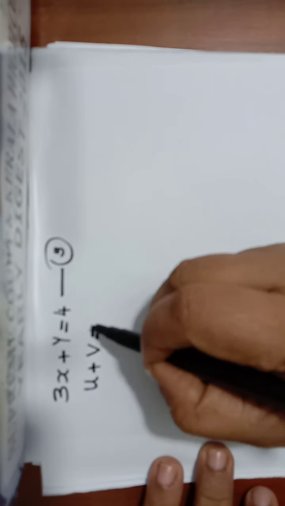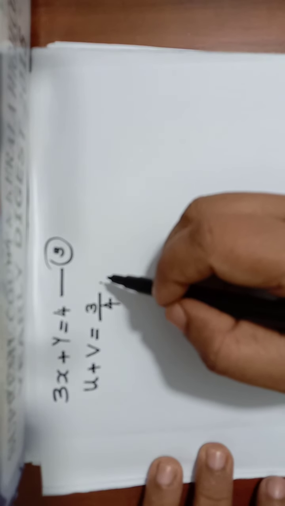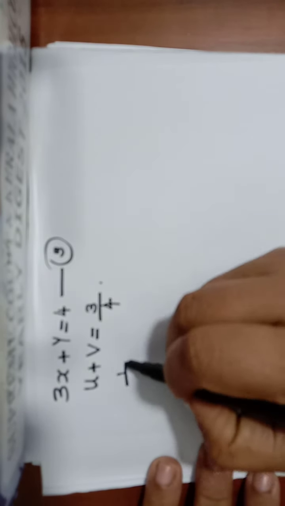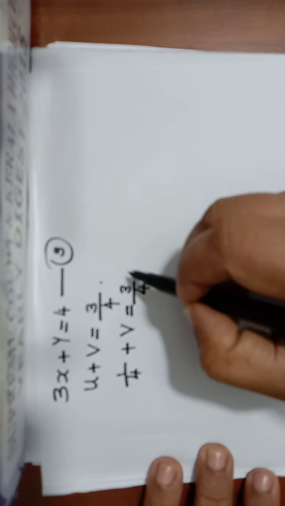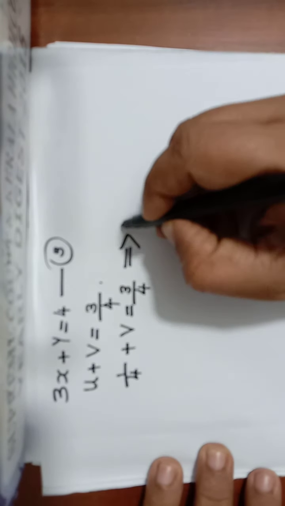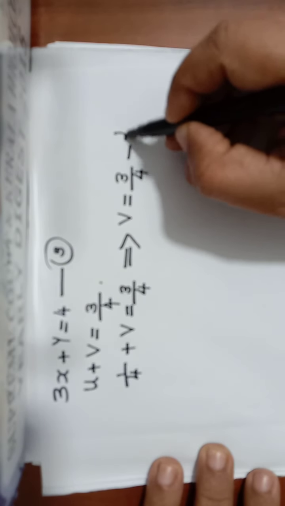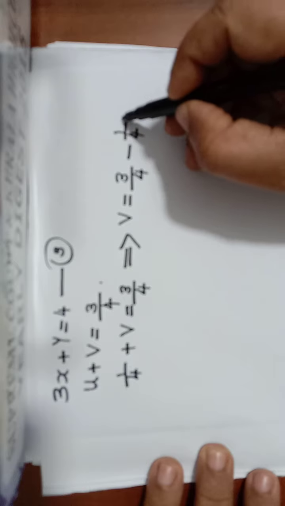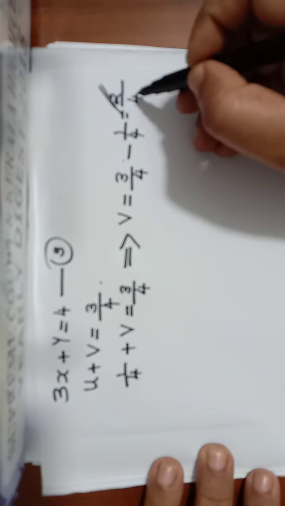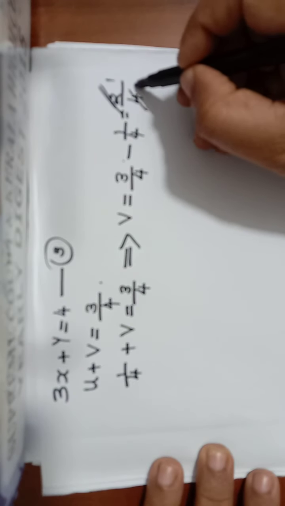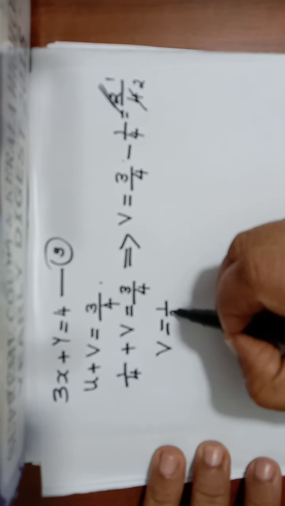u plus v is equal to 3 by 4. We already found u is equal to 1 by 4. So 1 by 4 plus v equal to 3 by 4. Keep v as it is: v is equal to 3 by 4 minus 1 by 4. 4 is the denominator, so we have 3 minus 1 is 2. Cancelling, we get 1 by 2. So v is equal to 1 by 2.